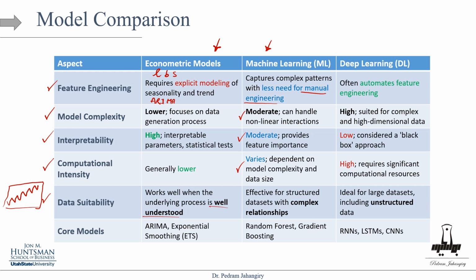Do not necessarily waste your time with more complex models like machine learning or deep learning models, because data like this is screaming at you that there's a clear trend, there's a clear seasonality, and your classical econometric models, ETS and ARIMA, are going to shine. They're going to perform perfectly.